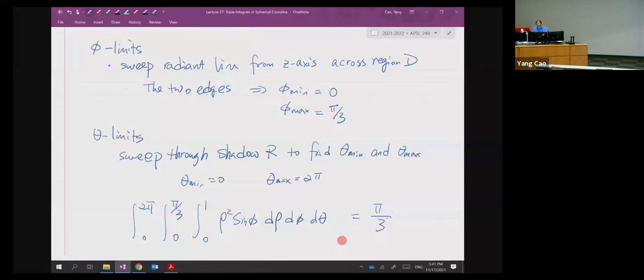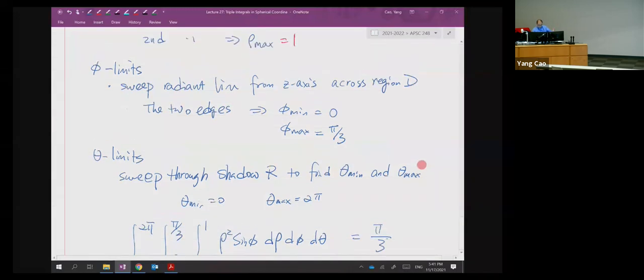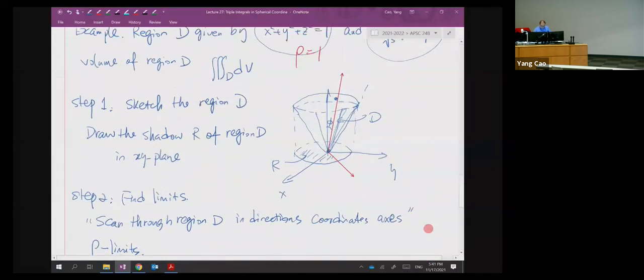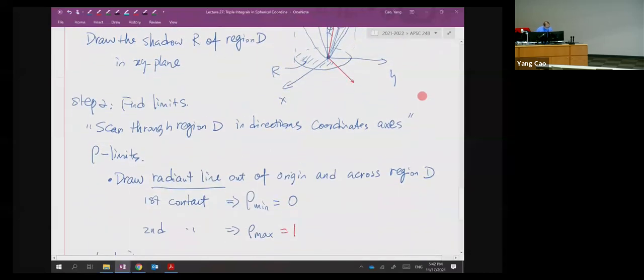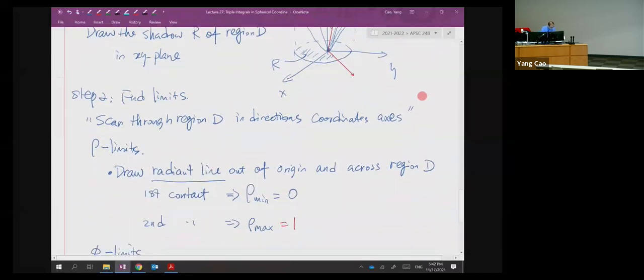Okay. So as you can see, the technique used here for spherical coordinates to find the limits is similar to the technique we used to find the Cartesian limits or the cylindrical coordinate limits. It's to scan through the region D. And as you scan through it in your head, you can visualize it just like a 3D printer, printing through this whole region D to generate it, right? Okay. So let me see if we can have another question here.